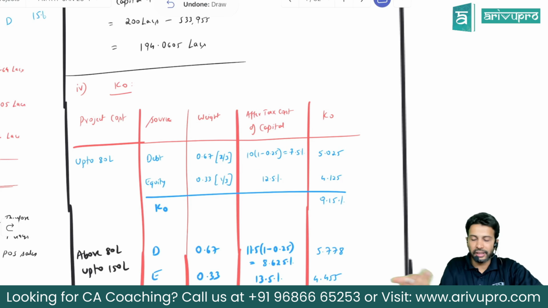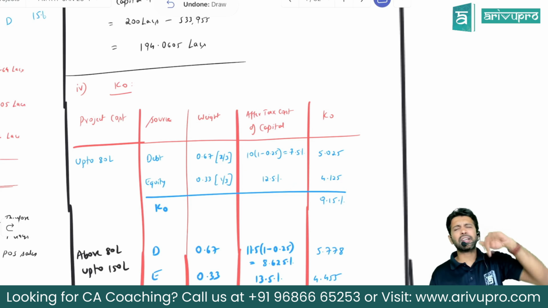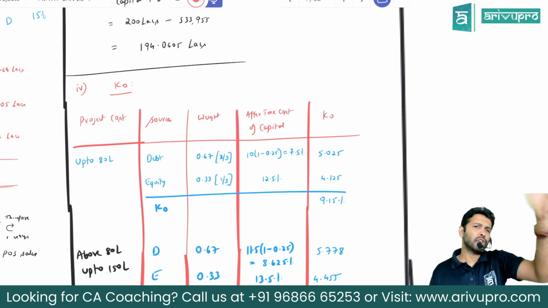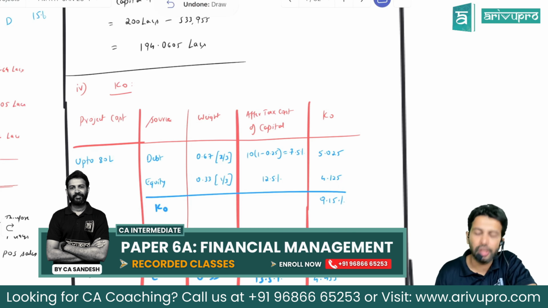You can take the numbers in decimals or you can directly take it in percentage. If you take this in percentage, answer also will be in percentage. If you take this in decimal, this also will be in decimal. Last answer you have to convert it in percentage. Your choice.